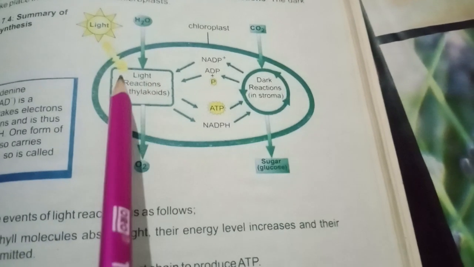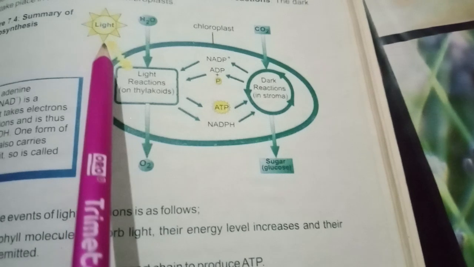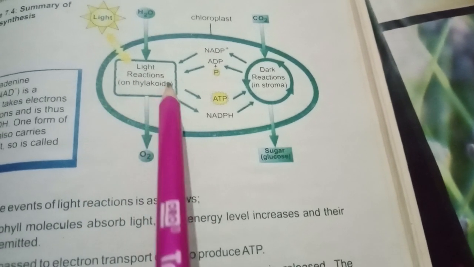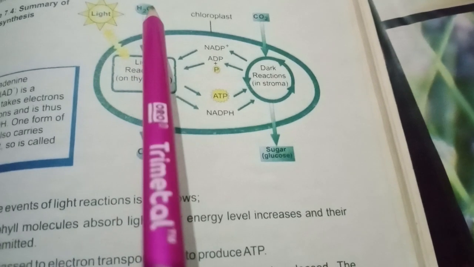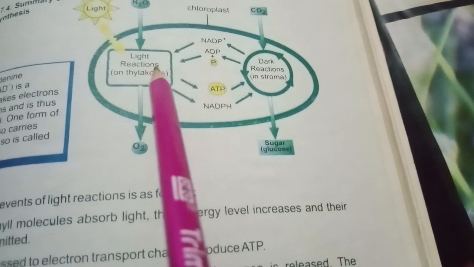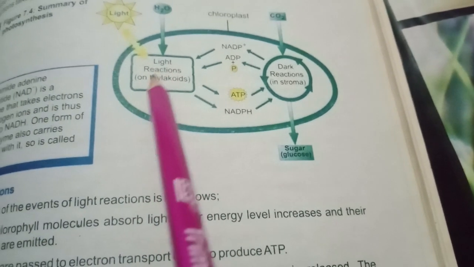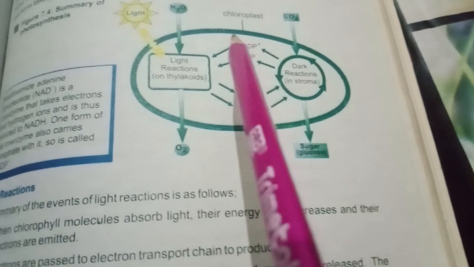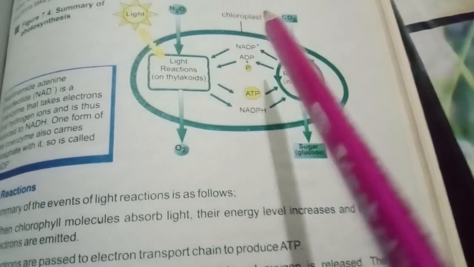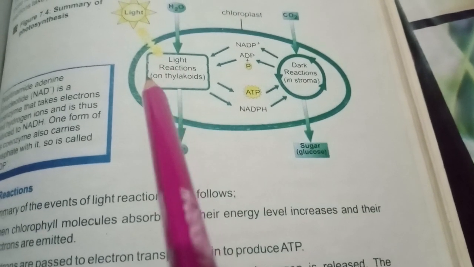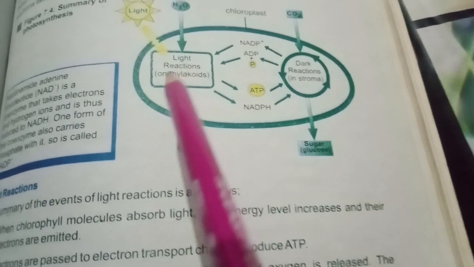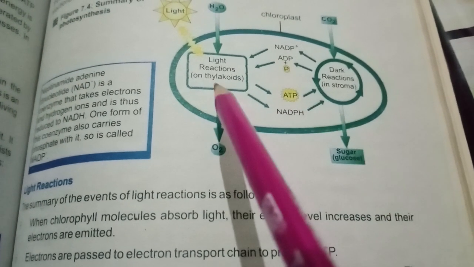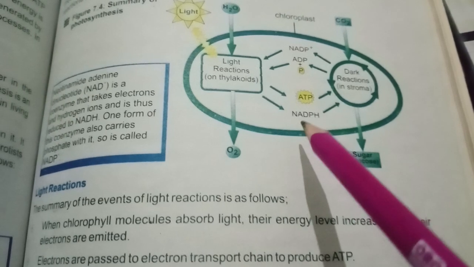In this process, we see the sunlight. The sunlight pours on the chloroplast. The light reaction takes place on the thylakoid membrane. Water is used in this process, and oxygen is produced as a byproduct, and all this process occurs in the chloroplast. So in the light reaction, two kinds of energy molecules are produced: the high energy molecule ATP and the high energy molecule NADPH.